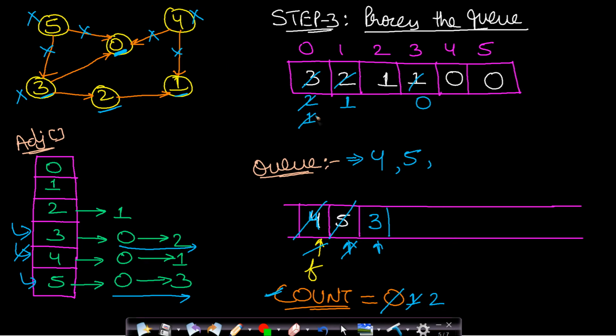So it will be decremented by 1, it will now become 0. As soon as the value reaches 0, it will be pushed into the queue. Now we will process this 2. For 2, our in degree value is 1. So it will now be decremented by 1, it will be 0. As soon as it reaches 0, it will now be kept in the queue.